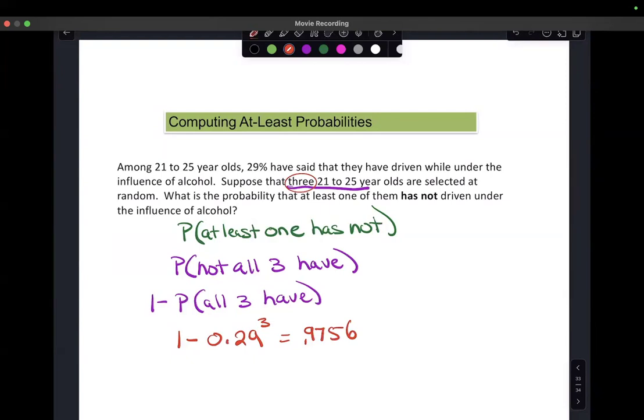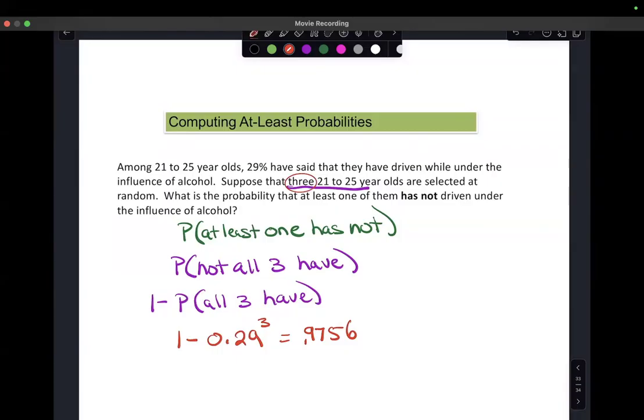0.9756. So the probability that at least one of them has not driven under the influence of alcohol is about 97.6%, which is great. Even though I really hate this statistic that 29% have driven under the influence of alcohol. I don't like that number. That's too big of a number. But it's realistic thinking about 21-year-olds and how they think they're still invincible. So it's kind of realistic, unfortunately.